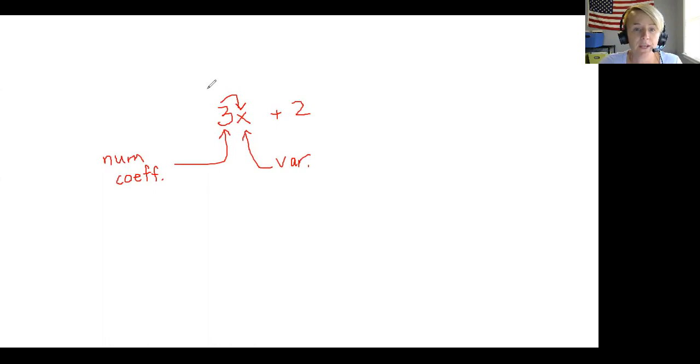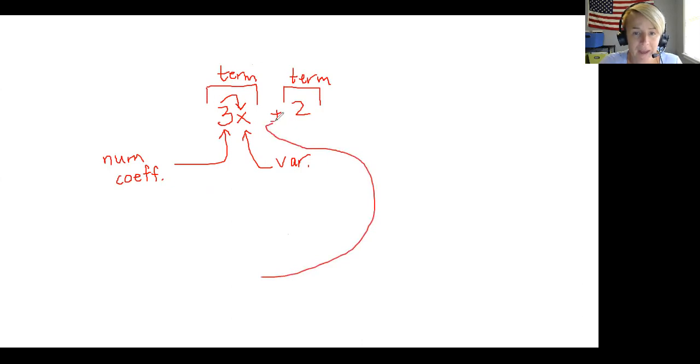Another thing that you want to realize in this situation is that each of these components is its own term. So this is a term in this algebraic expression, and this is also a term in this algebraic expression. And you might say to yourself, well, how do I know what separates a term? Well, what separates it is this math sign. So addition can separate it, subtraction, division, multiplication. These can all separate your terms, but basically a term is a part of a problem.